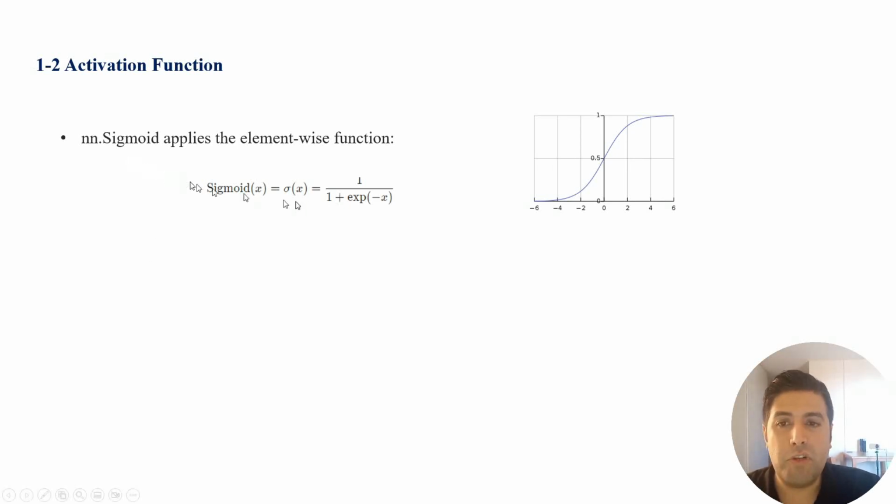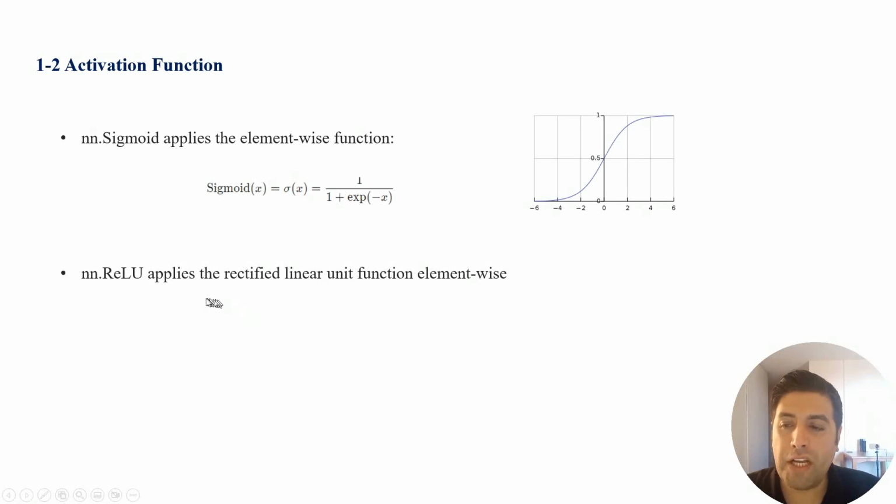One of them is the sigmoid function. The formula for the sigmoid function is this, and it takes the input and limits the output between 0 and 1. So if you have minus infinity, you will have 0, and if you have plus infinity, you will have the output of 1.